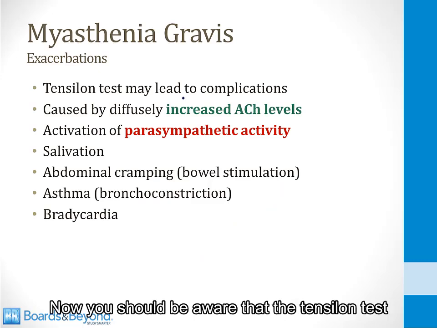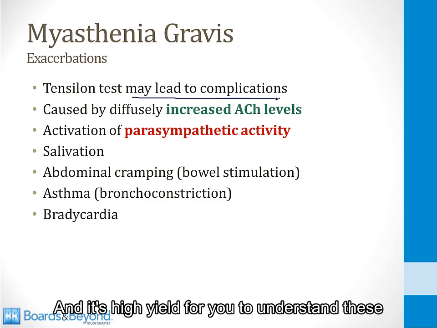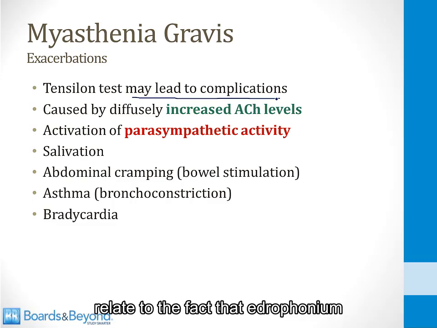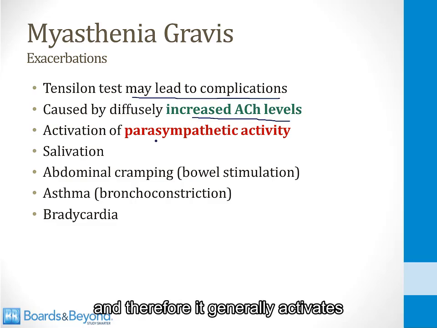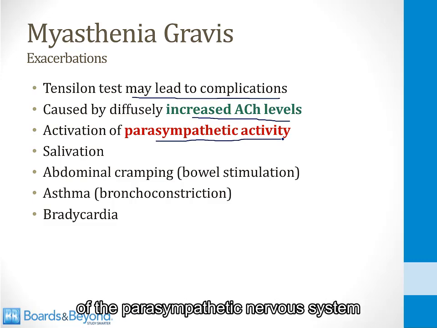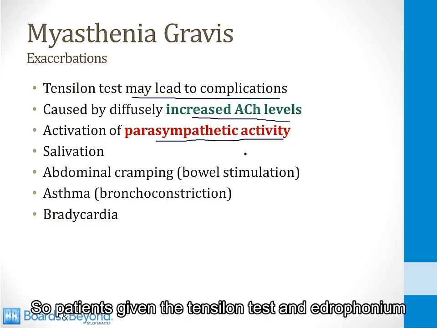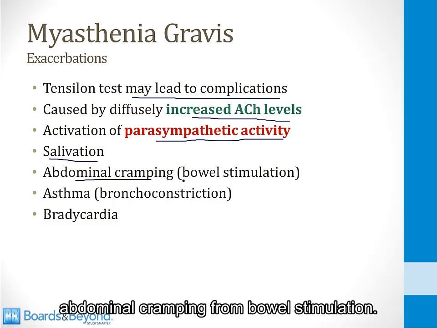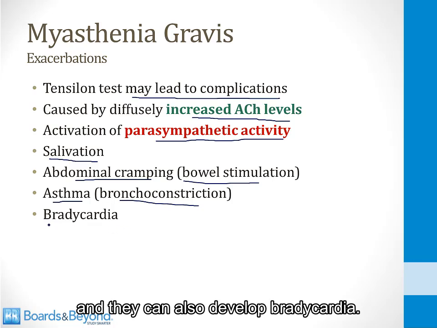Now, you should be aware that the Tensilon test may lead to complications, and it's high yield for you to understand these for the Step 1 exam because all of these complications relate to the fact that edrophonium diffusely increases acetylcholine levels and therefore it generally activates the parasympathetic nervous system. So all of these complications are basic elements of the parasympathetic nervous system being turned on by edrophonium. Patients given the Tensilon test may begin to salivate, they may develop abdominal cramping from bowel stimulation, they may develop asthma from bronchoconstriction, and they can also develop bradycardia.